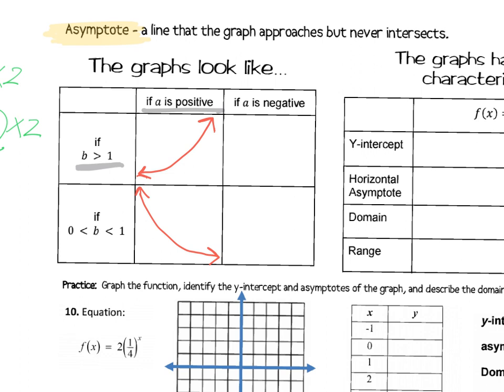If a is negative and b is greater than 1, it's going to be flipped like this. And then if it is negative and b is a fraction or a decimal, it's flipped like this. So there's kind of a pattern with how they're going to look.